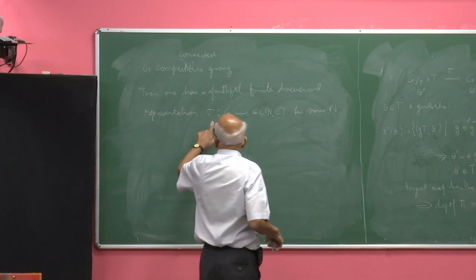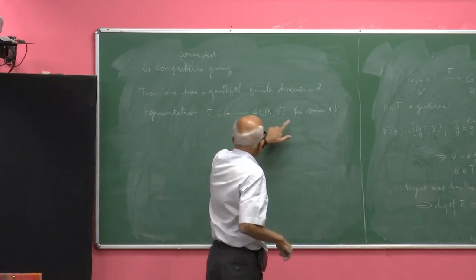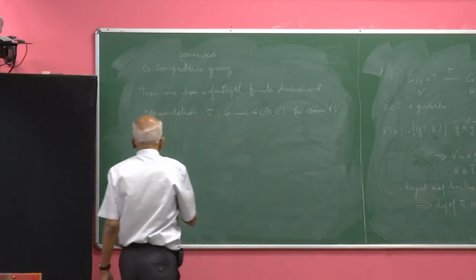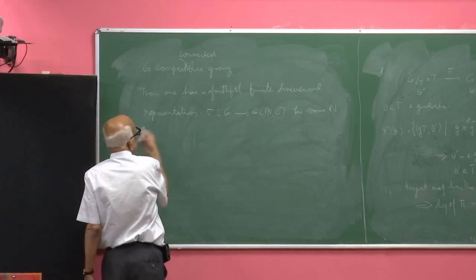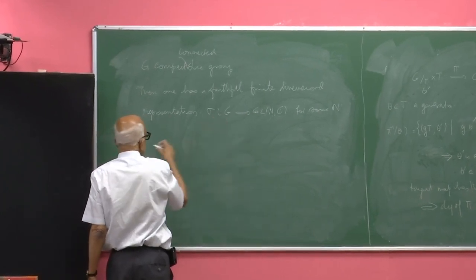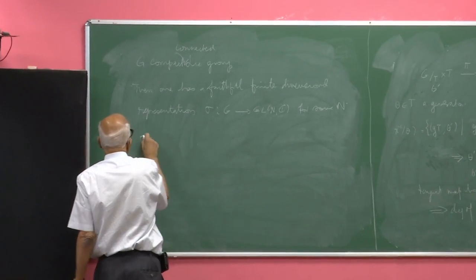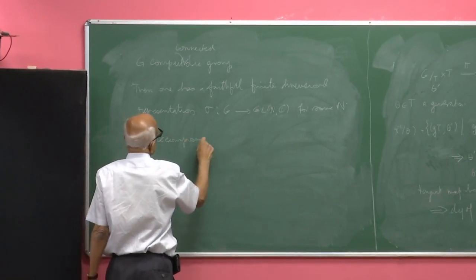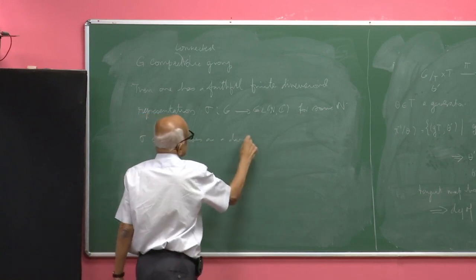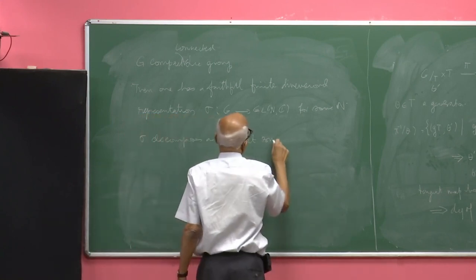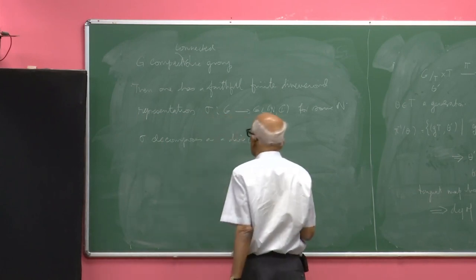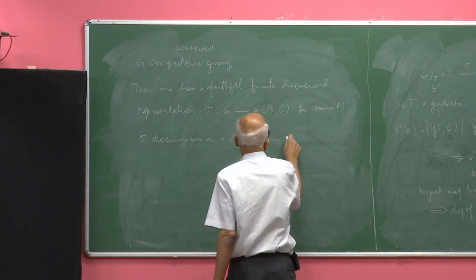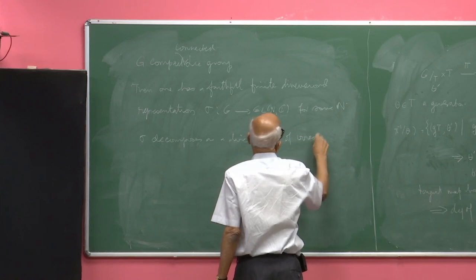Okay, so sigma from G to GL(n, C) is a faithful representation. Then sigma decomposes. We know that from general compact group theory. We know that sigma decomposes as a direct sum of irreducible representations.